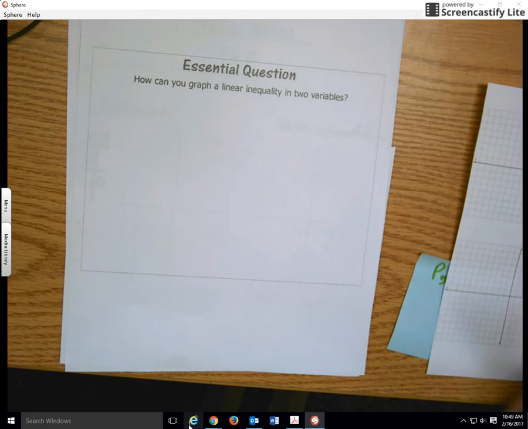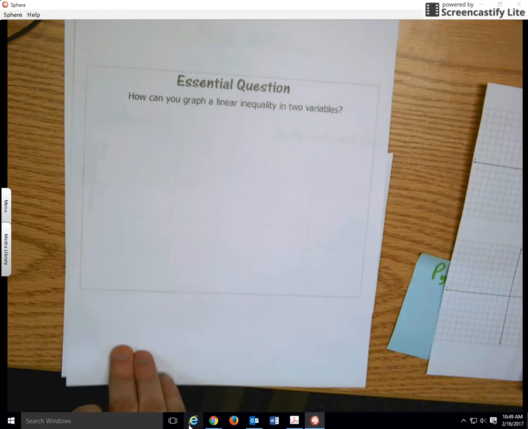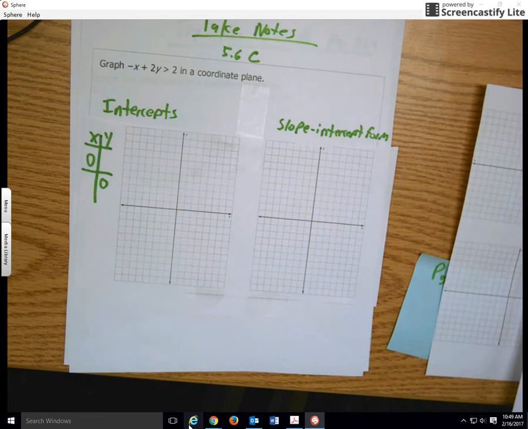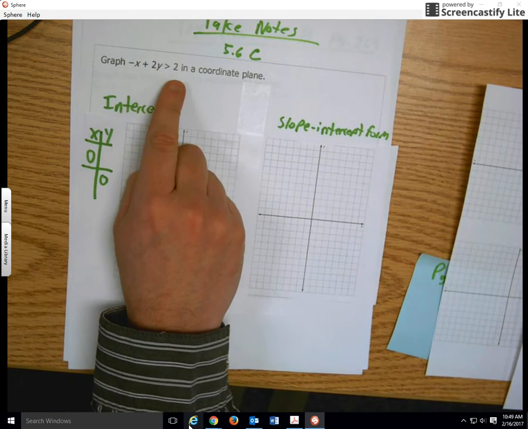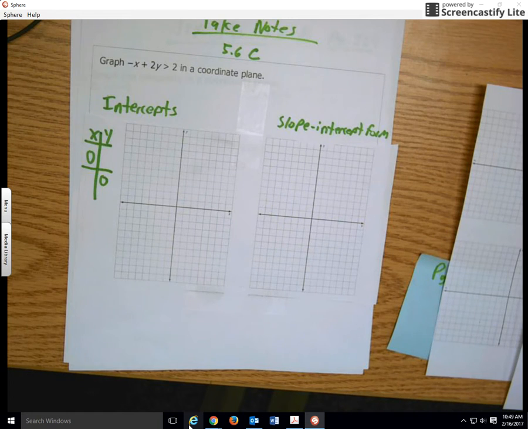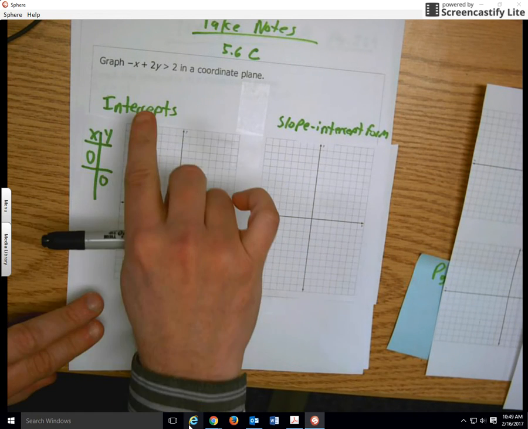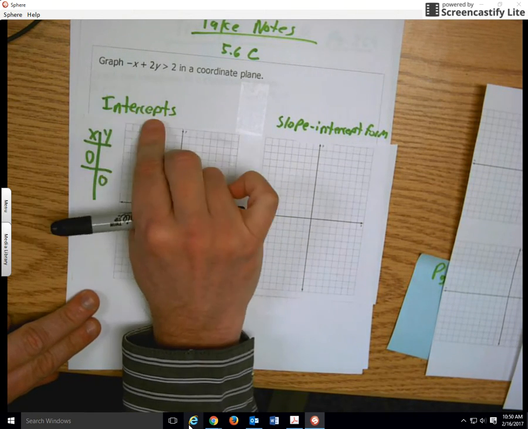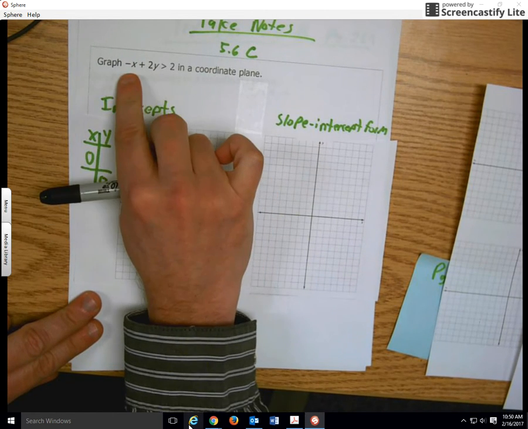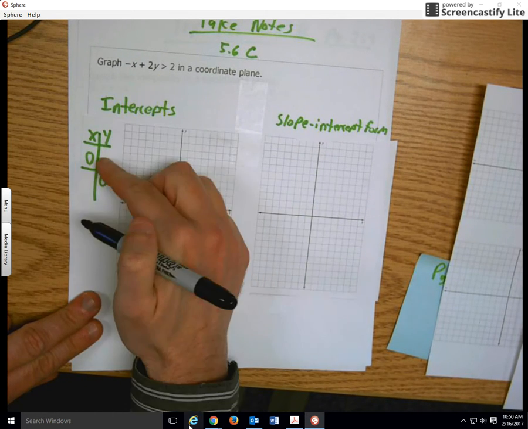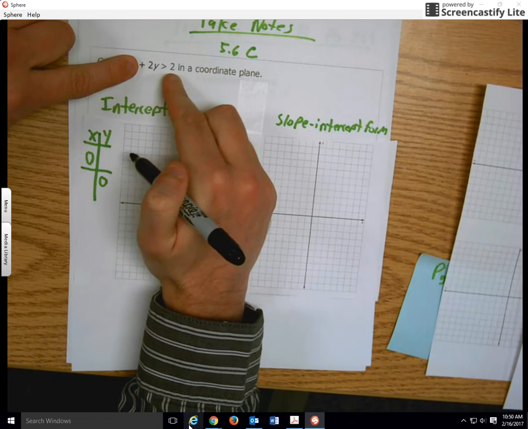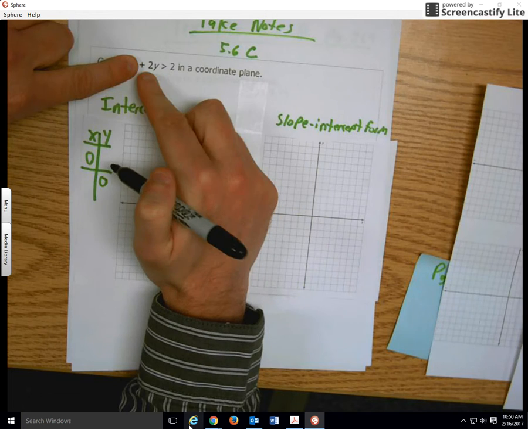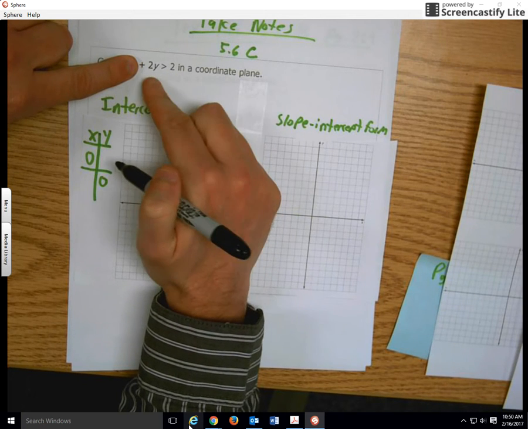Well, let's go ahead and answer this question with an example. And do take notes on this. So it says to graph this negative x plus 2y is greater than 2 in a coordinate plane. So this one actually would be graphed easily with the intercepts, and the reason why is it's in standard form. So if x were a 0, 2y equals 2, divide both sides by 2, and 2 divided by 2 would be 1. Y would be greater than 1.